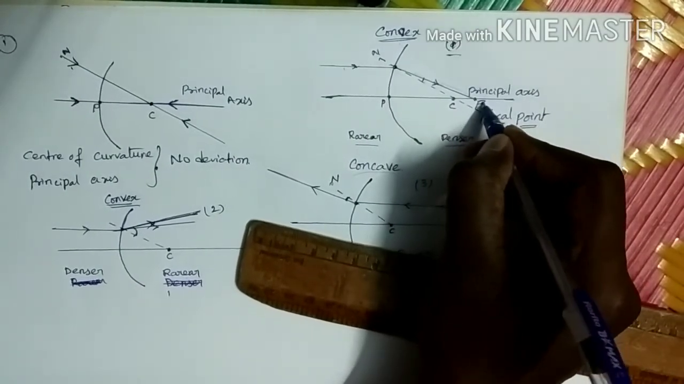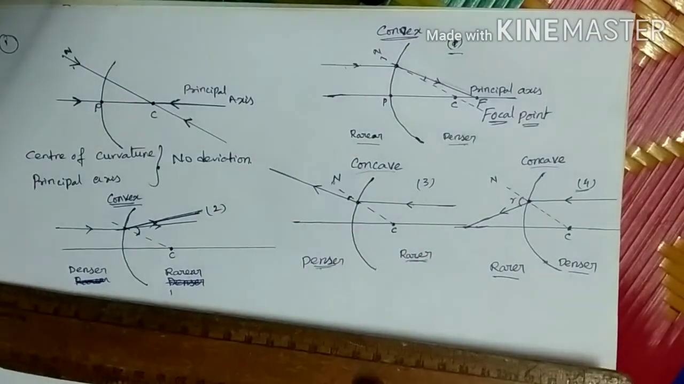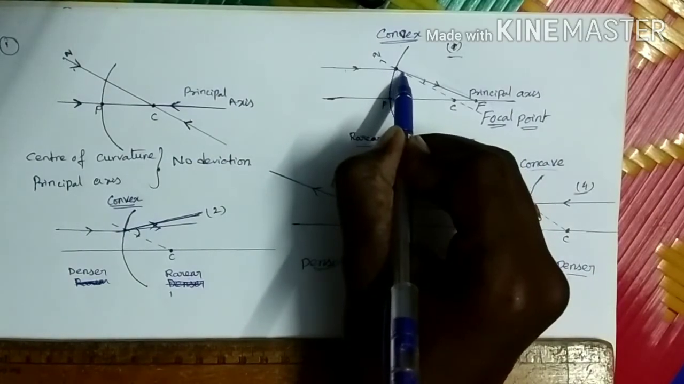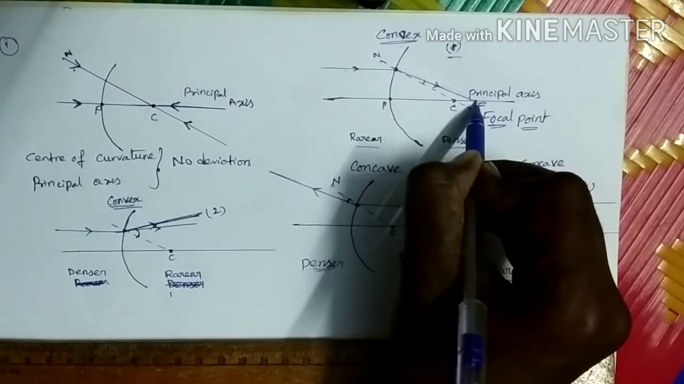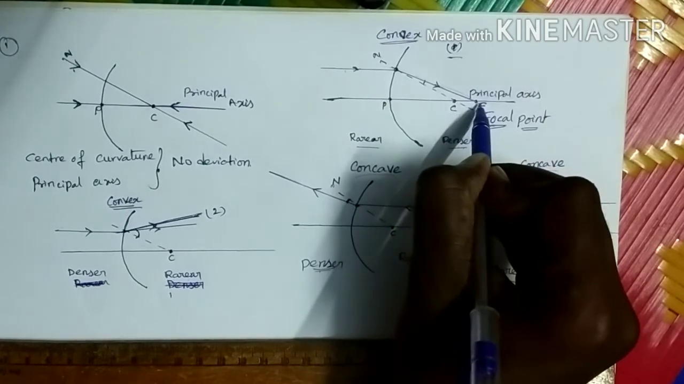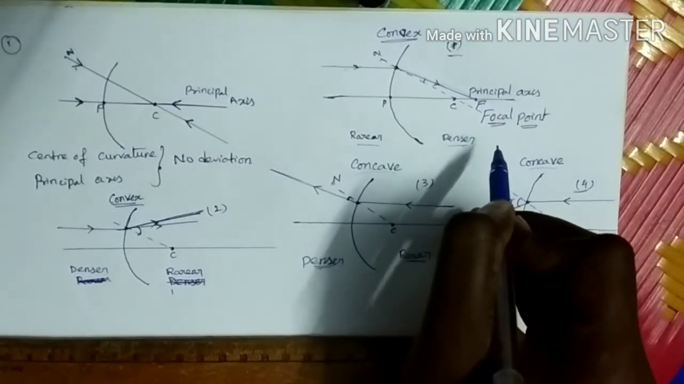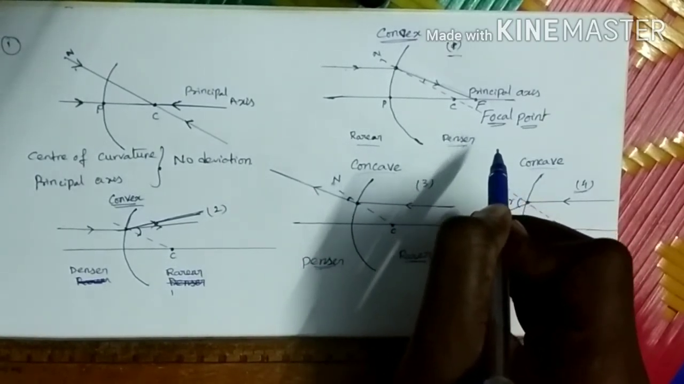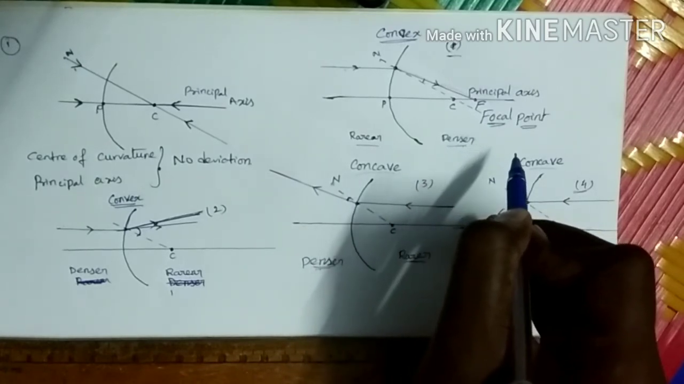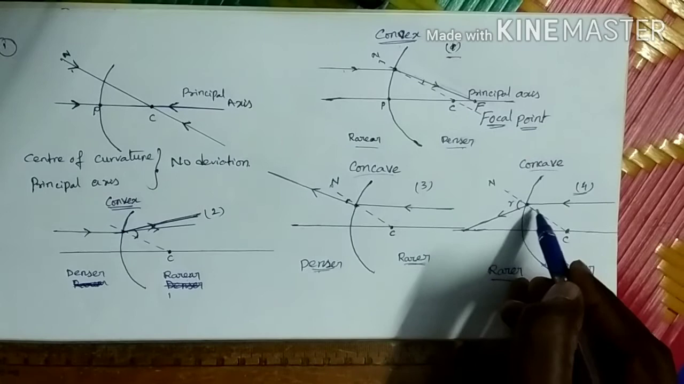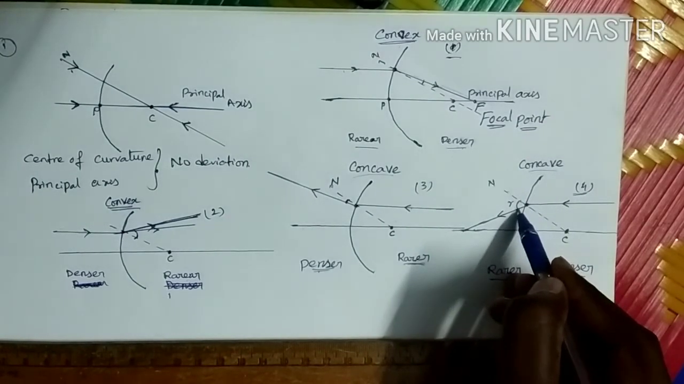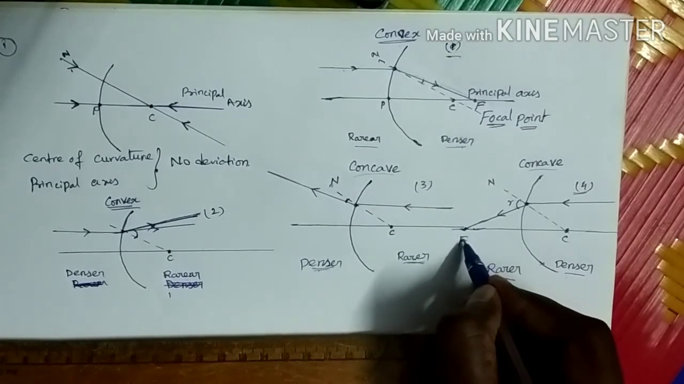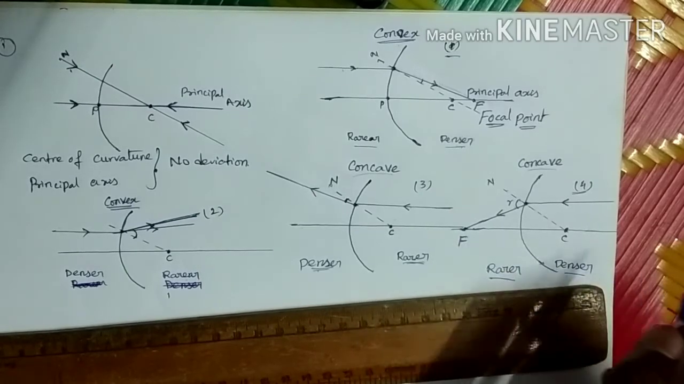The focal point is represented with the letter F. Observe carefully, children. What is the focal point? When the refracted ray touches the principal axis at one point, that point is called the focal point. In case 4 also you can observe the same thing. Here also the refracted ray touches the principal axis at one point, and that point we call the focal point. The focal point is represented with the letter F.